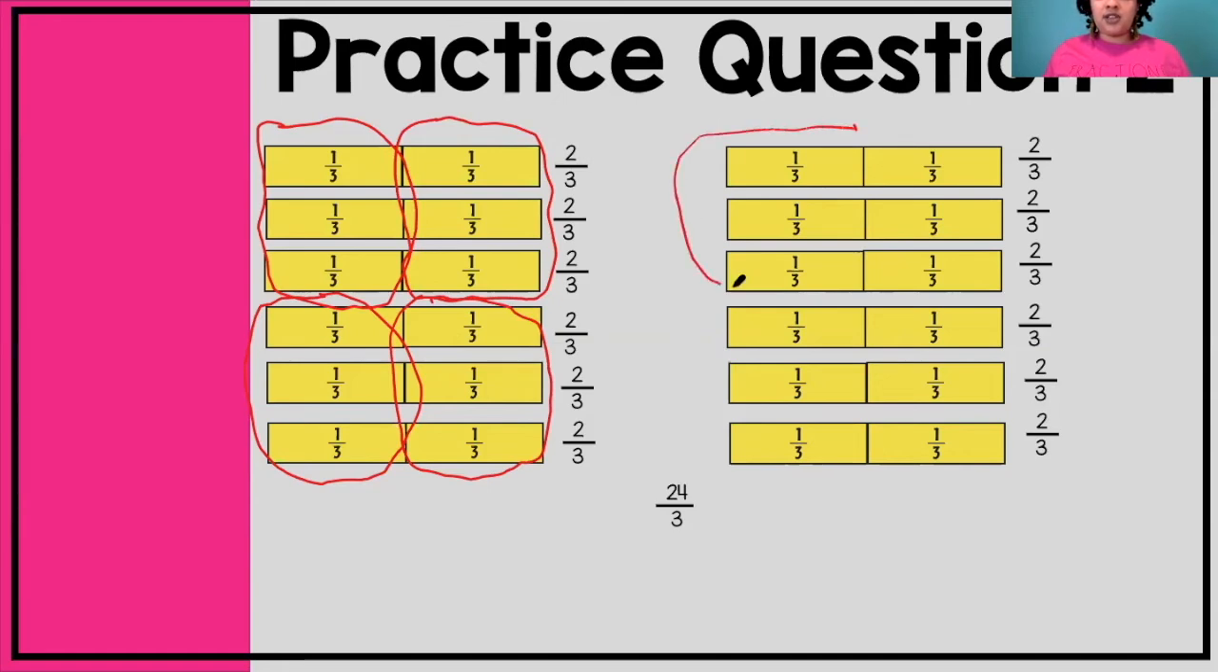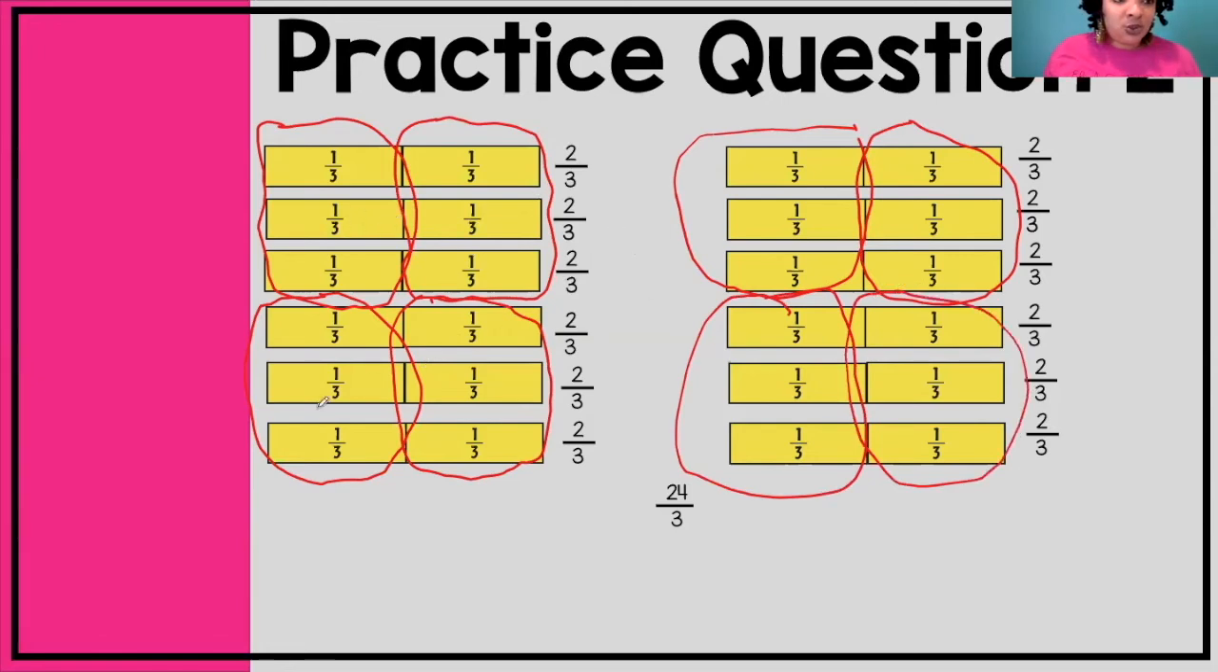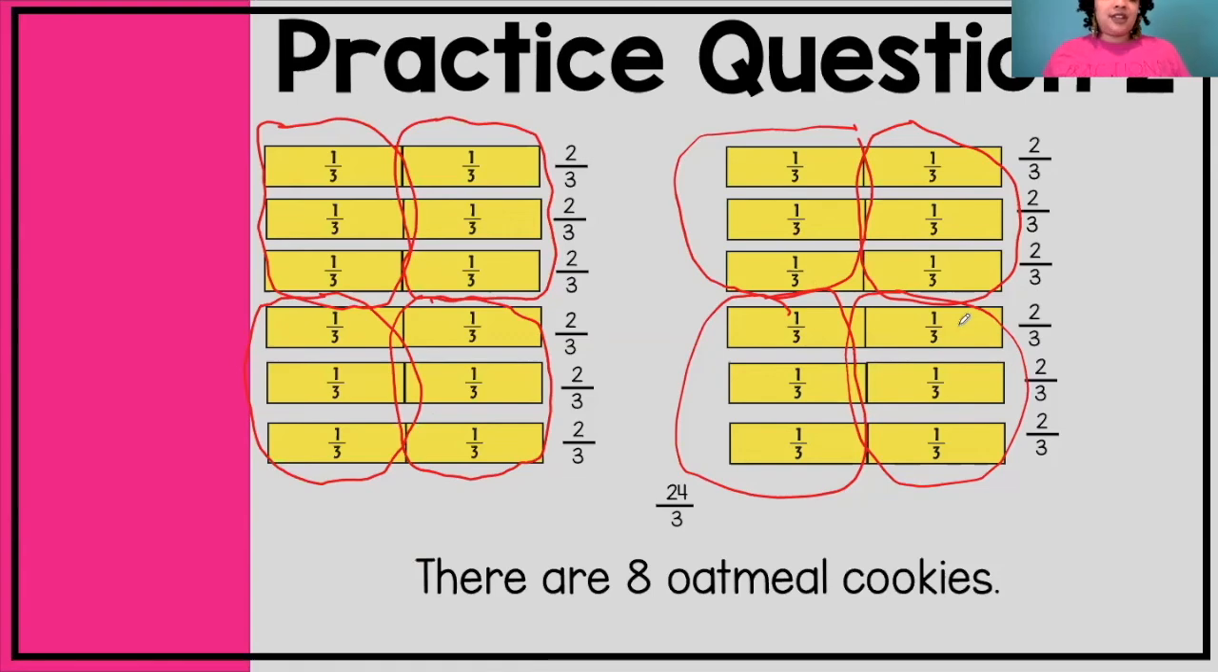Now here's another one. And another one. And another one. And the last one. So when I count them up, I see I have 1, 2, 3, 4, 5, 6, 7, 8 wholes. Therefore, there are 8 oatmeal cookies out of the 12.